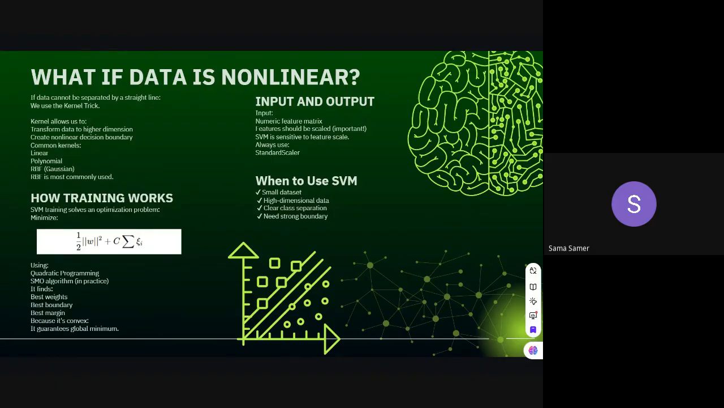Training: how does training work inside the SVM? Training is about minimizing this equation, which is half norm W squared plus C times the summation of zeta i. This is the main equation that we depend on minimizing. We use quadratic programming and SMO algorithms in practice. Our goal is to find the best weights that fit our problem, the best boundary, the best margin, and because the problem is convex, we are guaranteed the global minimum, unlike gradient descent.